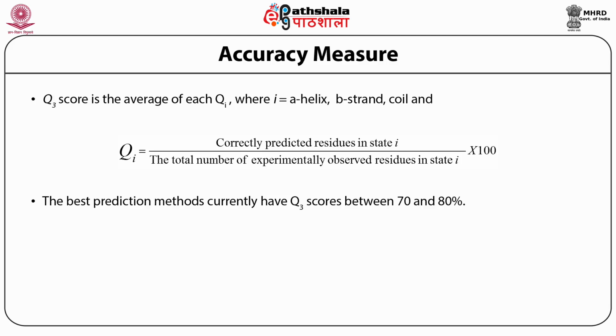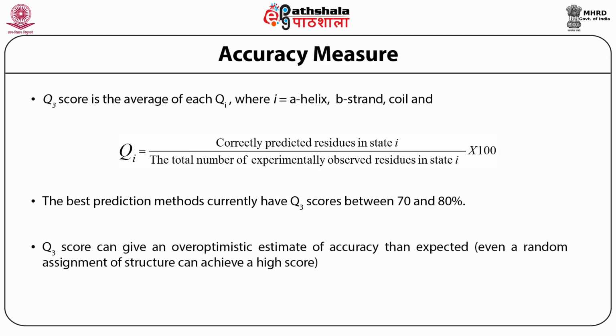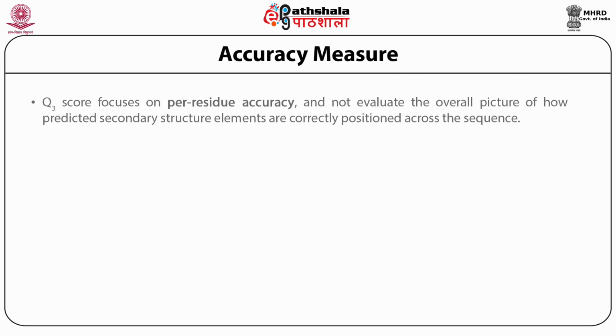But it is very important to be aware that the Q3 score can give an over-optimistic estimate of accuracy than expected, because the number of residues in helices, strands and loops in the database are not evenly distributed. Also, Q3 score focuses on per residue accuracy and does not evaluate the overall picture of how predicted secondary structural elements are correctly positioned across the sequence.